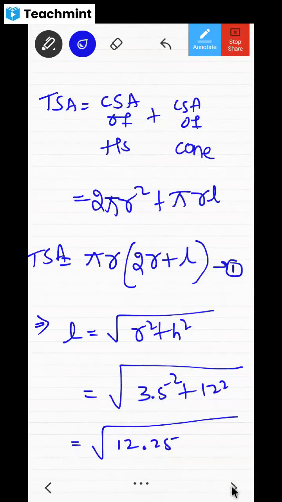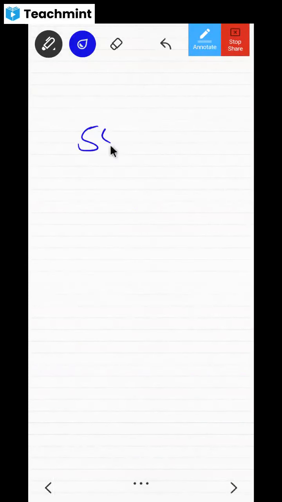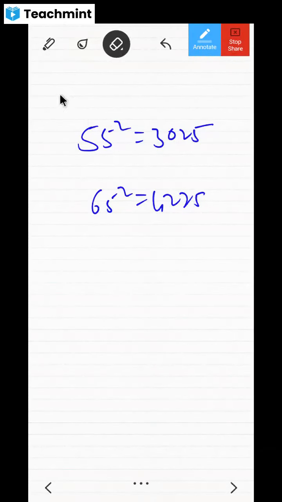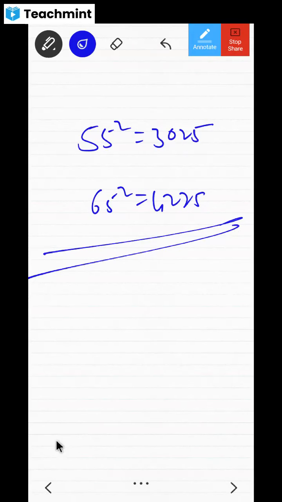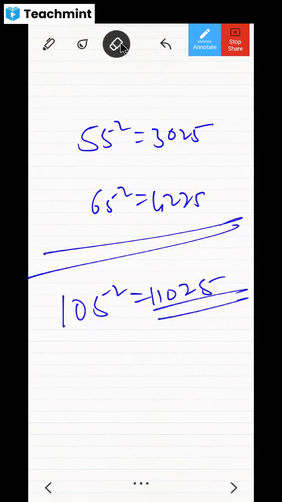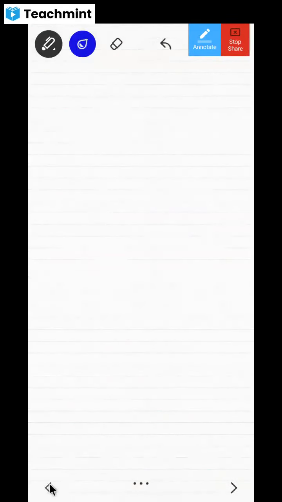Yes, sir. So look at this. What is 55 square? Don't you think it is 3025? Just check. 65 square, don't you think it is 4225? Did I tell this trick or not? Yes, sir. 105 square means, what is the square? 25, then 110. So this is the square of 105, right? Okay, fine. Those who don't know the trick get to know about that.